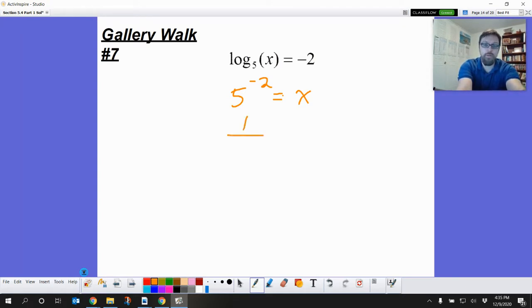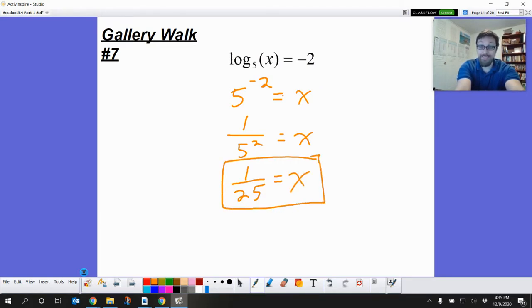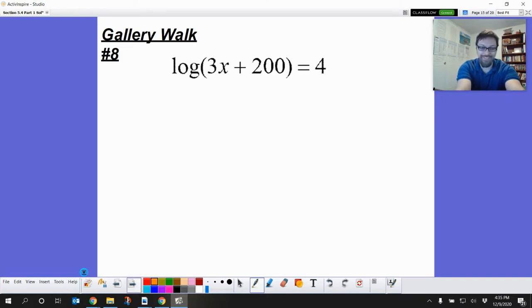So this is 1 over 5 squared equals x. And it's just 1/25. Cool. That one just kind of solved itself once we translated it. Neat. Easy, easy problem compared to some of the other ones I was doing.